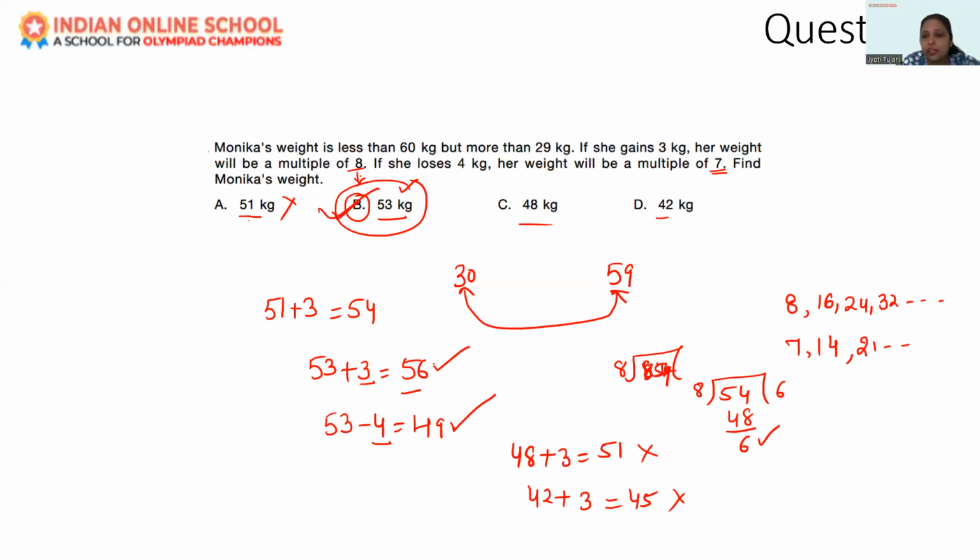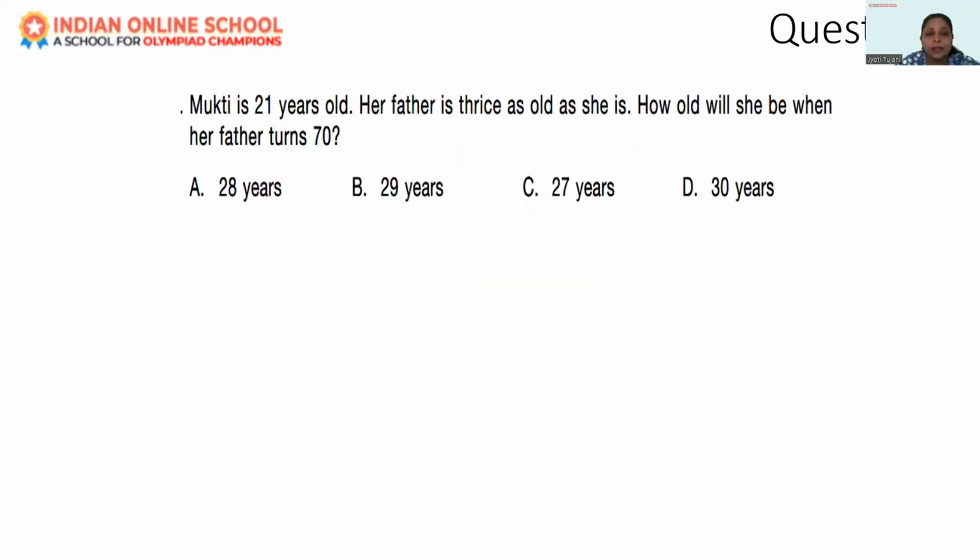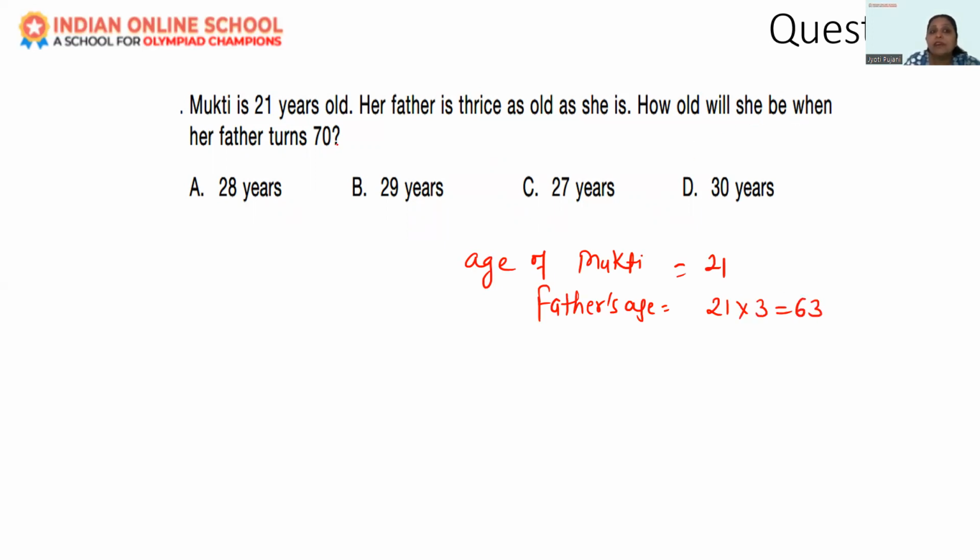Okay, so now let's move to our next question. Read this question now. Mukti is 21 years old. Her father is thrice as old as she is. How old will she be when her father turns 70? इन्होंने बोला है Mukti is 21 years old. So the age of Mukti will be 21. And her father's is thrice. So what is the age of her father? Father is thrice. So thrice means multiply by 3. Father's age is multiplied by 3. So 63.